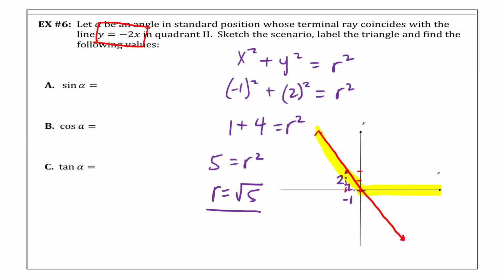So now we have our r. We know our x is -1 and our y is 2. Can I identify the sine, the cosine, and tangent now? Let's do it by ourselves. You are going to do it by yourself. 30 seconds. Go.